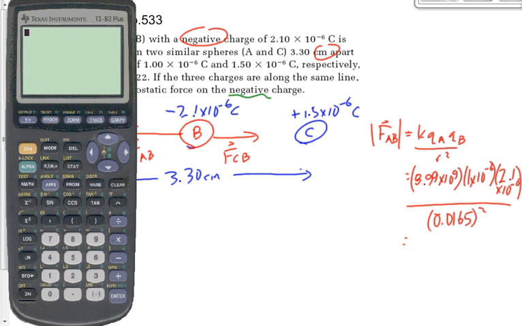Let's say 8.99 times 10 to the 9 times 1 times 10 to the minus 6 times 2.1 times 10 to the minus 6. Doesn't matter if that's a negative value. And then let's divide that by 0.0165 squared. 69.344 newtons.